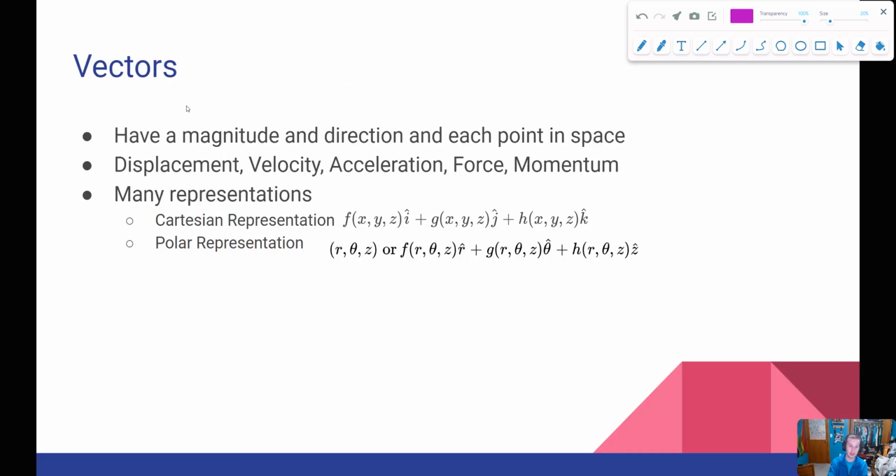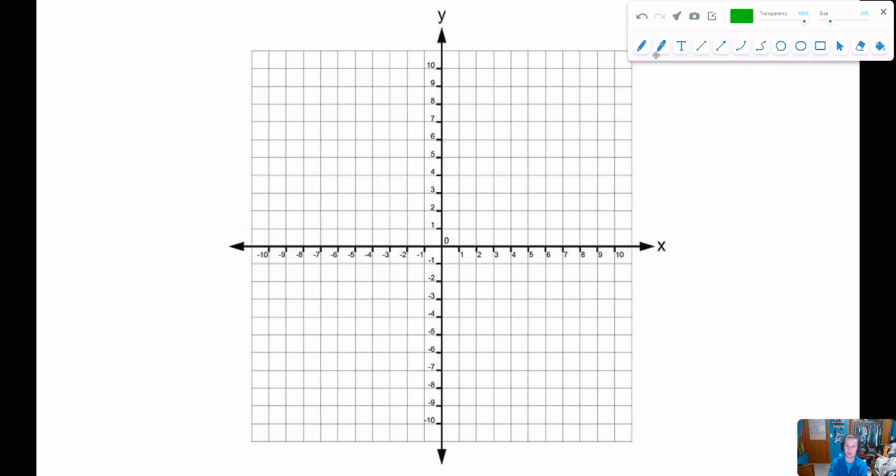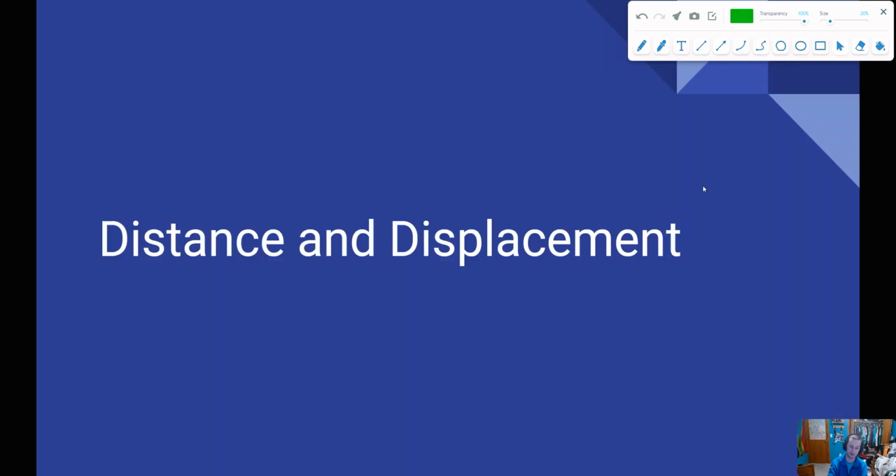Vectors. Vectors have a magnitude and a direction and are defined for each point in space. Examples of this are displacement, velocity, acceleration, force, and momentum. So the first thing you want to recognize is that vectors come in different forms.